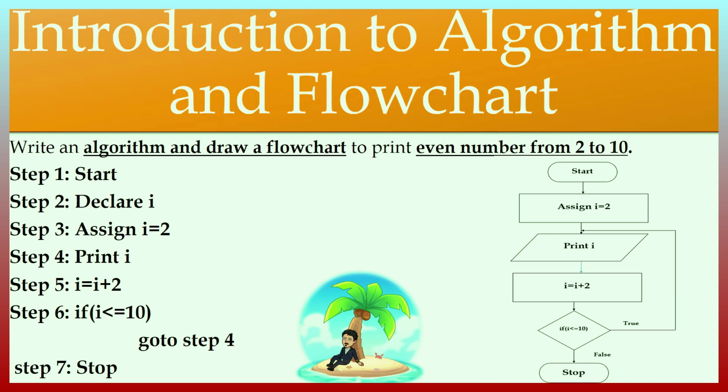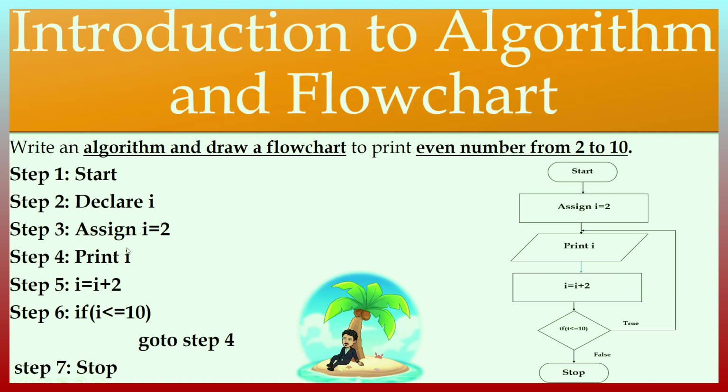Step 6, if I is less than or equal to 10, since what is the last value? 10. I want to print up to this value. So I'm going to have this condition, I less than or equal to 10. If the condition is true, it will go to step 4. What is step 4? Print I.